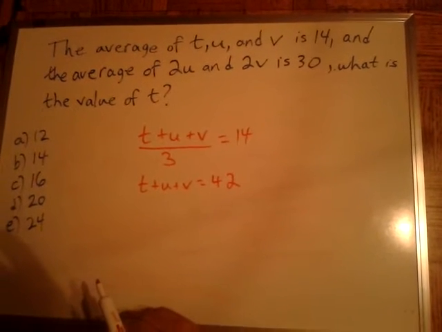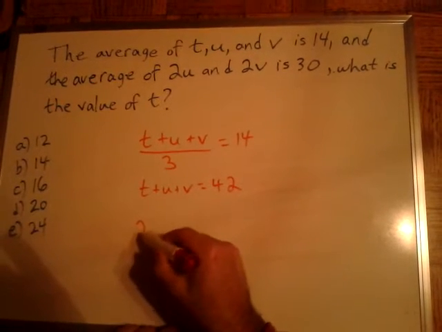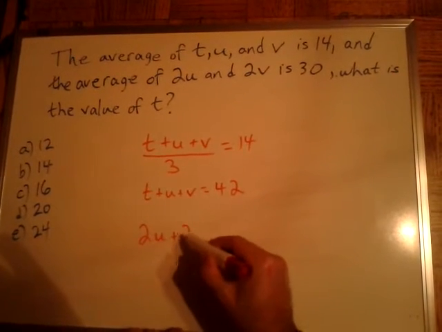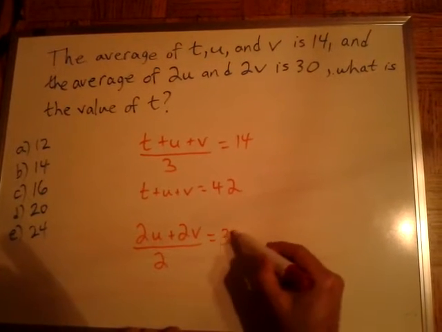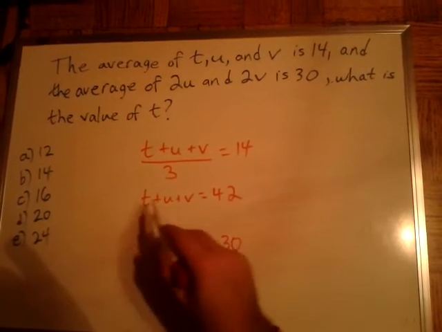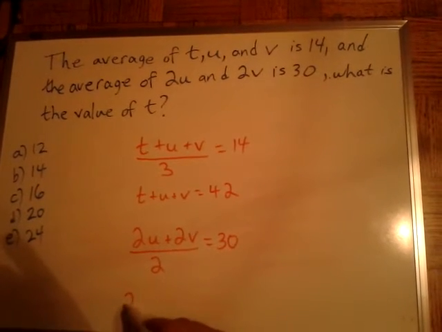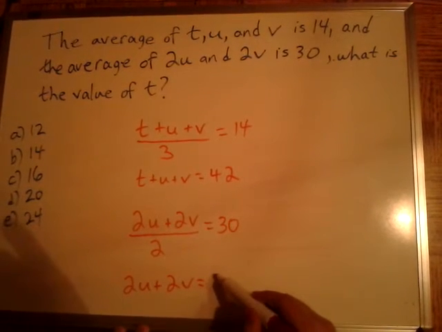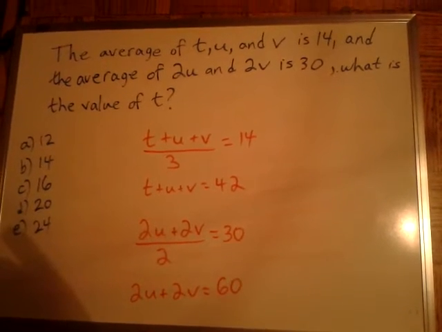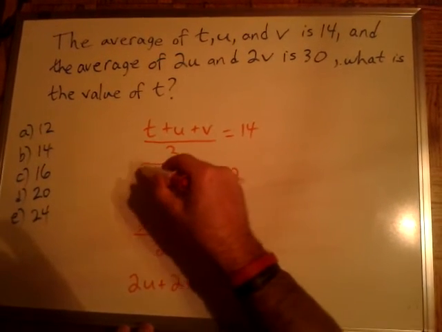The average of 2u and 2v is 30. I just do the same thing. It's just 2u plus 2v, there are two numbers. I divide by 2, and I get 30. Do the same thing again, just like we got the fraction out there, let's get it out here. I multiply both sides by 2, and I get that to be what? 60.